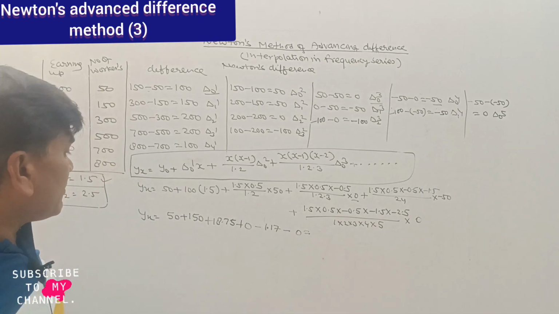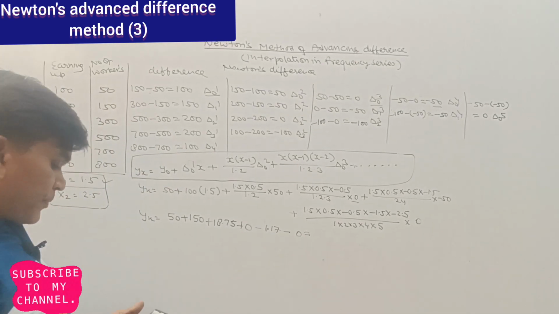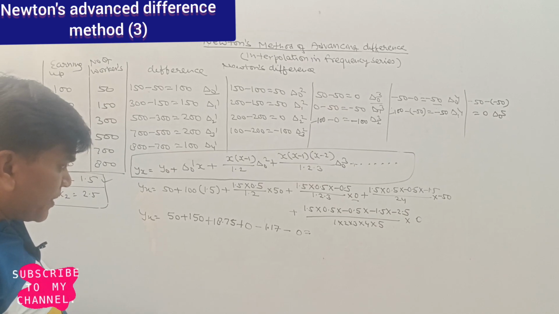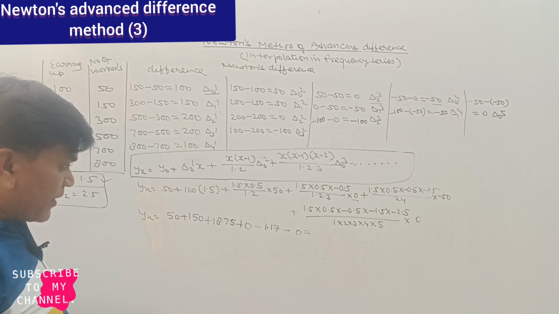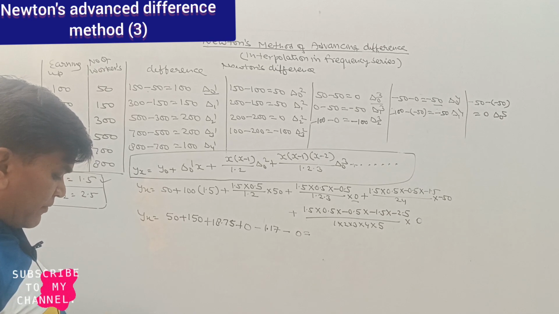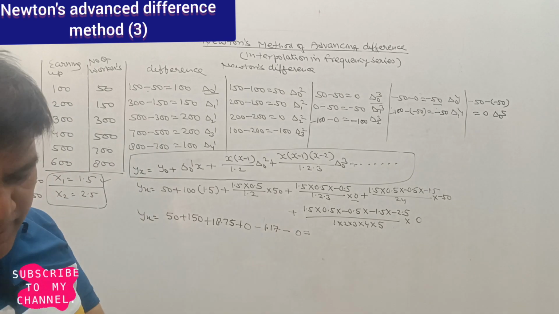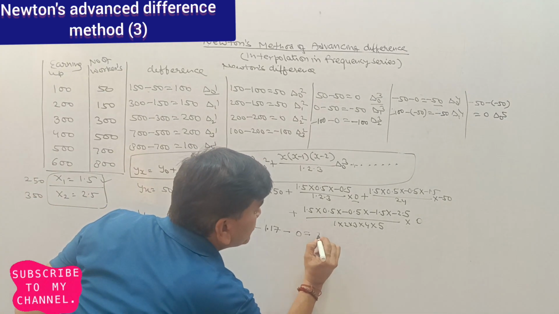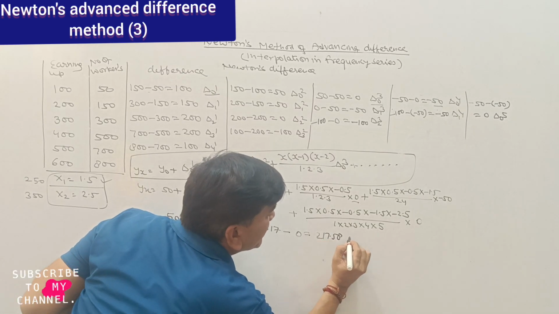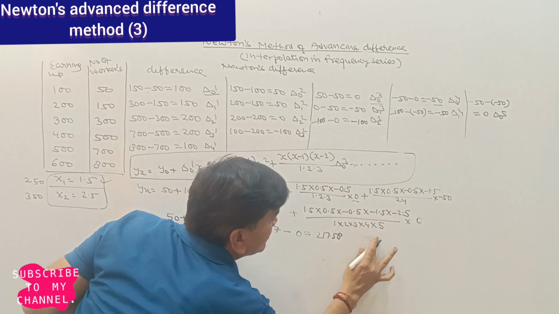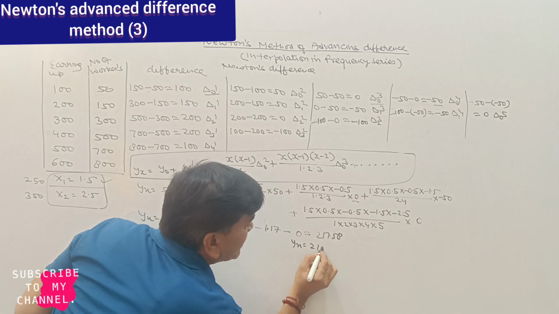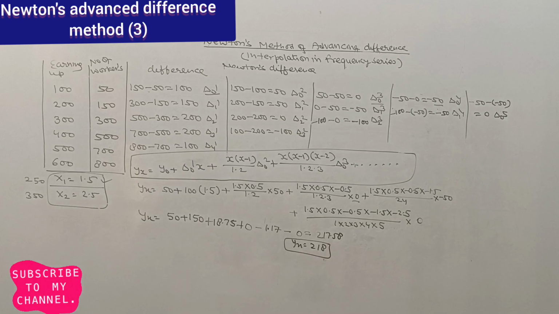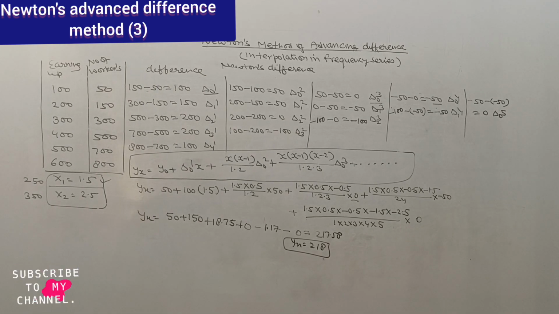So the remaining will be 50 plus 150 plus 18.75 minus 1.17. So 270.58. 217, that is 217.58, or we can write 218. So the y-x value is 218. So the very first we have calculated the y-x value, that is 218.